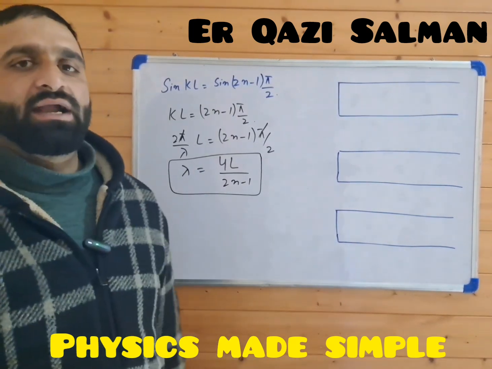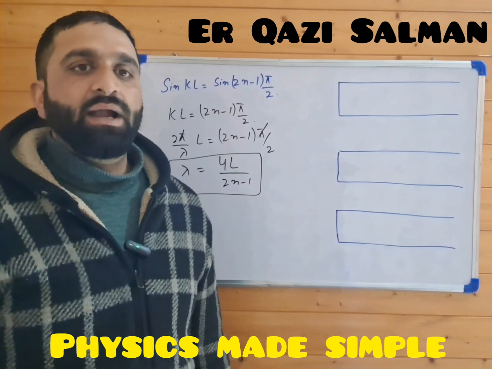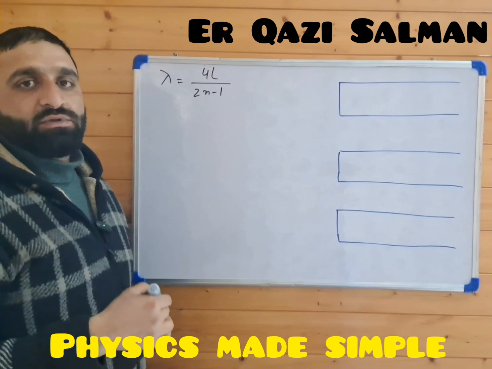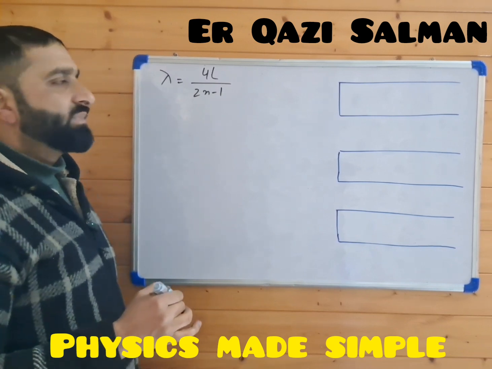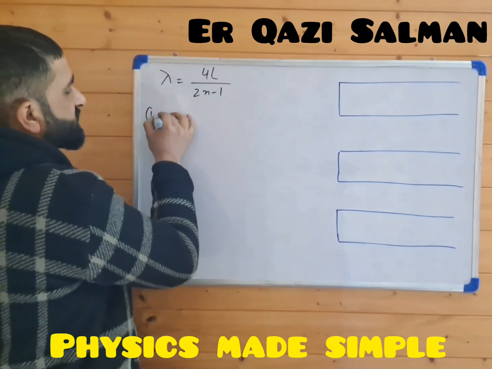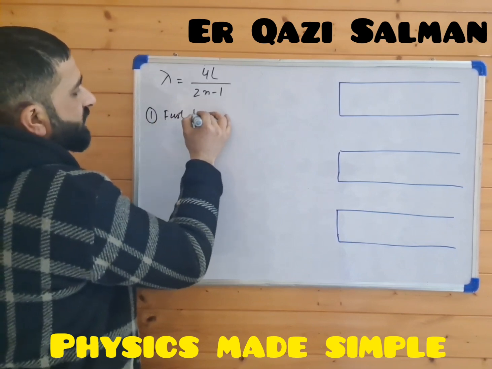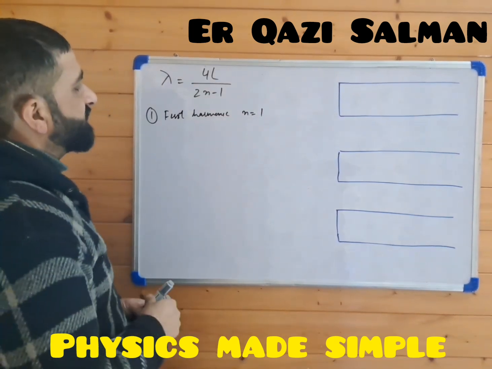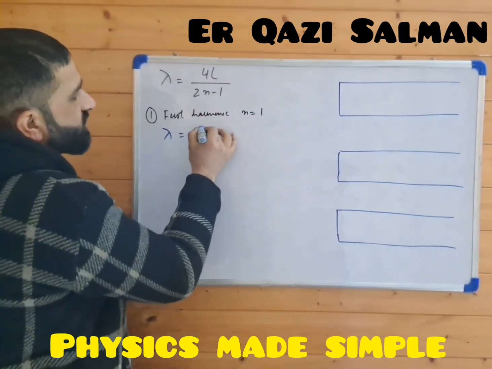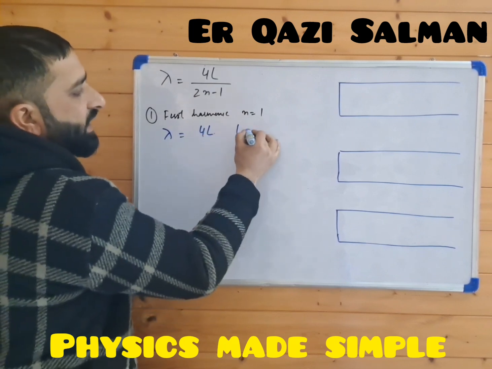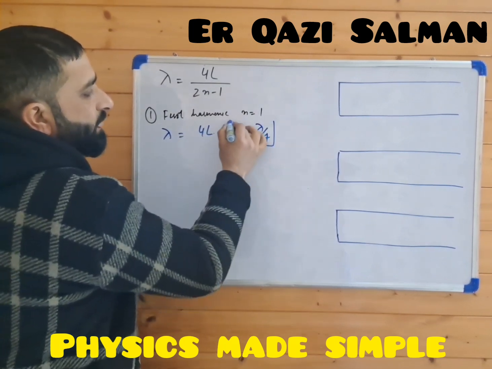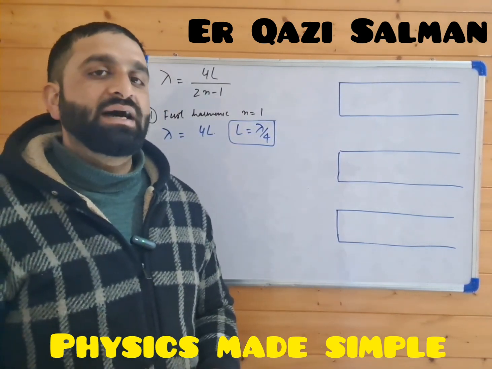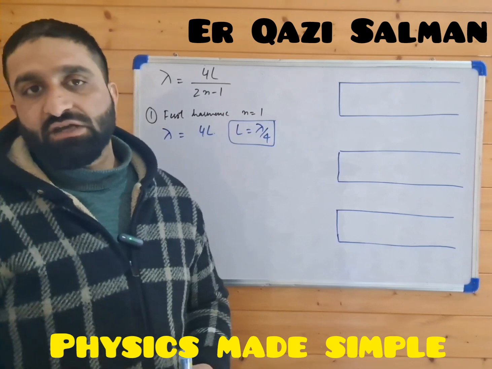Now we will look at the fundamental mode and at the overtones. For finding the lambda and the frequency of the fundamental mode, or the first harmonic, we have to replace n by 1. So for the first harmonic, n is equal to 1, which gives us lambda is equal to 4L. So L is equal to lambda by 4. Now this tells us that in the whole length, a quarter wavelength of the longitudinal stationary wave is produced.